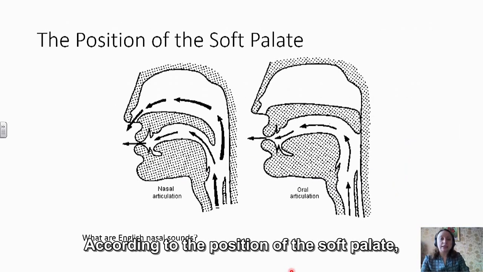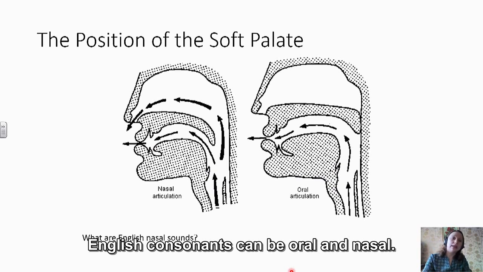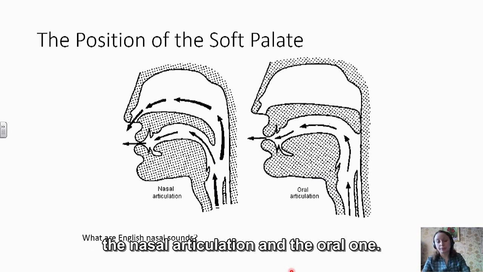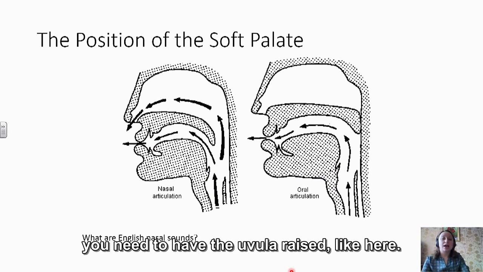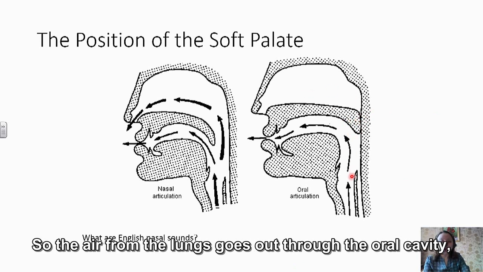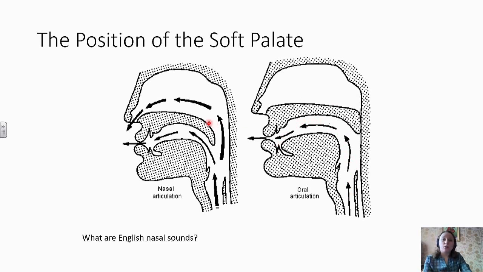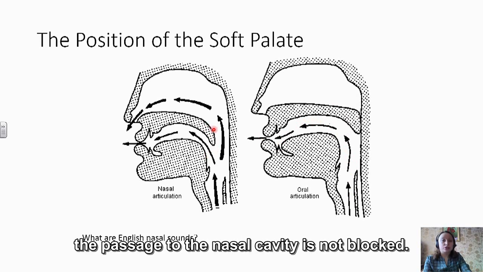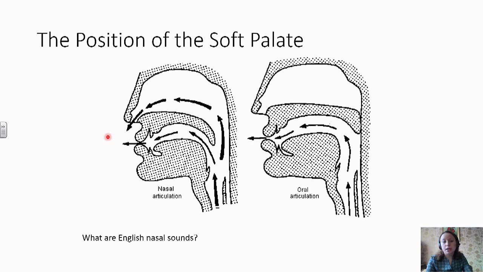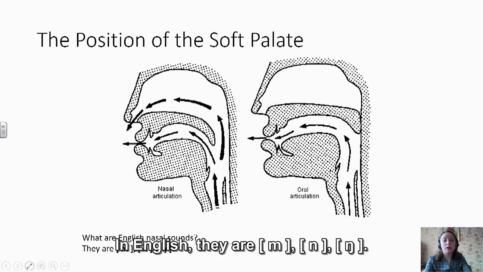According to the position of the soft palate, English consonants can be oral and nasal. Here in the pictures you can see the nasal articulation and the oral one. In order to produce an oral sound, you need to have the uvula raised, like here. Then, it blocks the passage to the nasal cavity, so the air from the lungs goes out through the oral cavity and the oral sounds are produced. When the uvula is lowered, the passage to the nasal cavity is not blocked, so the stream of air from the lungs goes out through the nasal cavity and nasal sounds are produced. In English, they are m, n, ng.